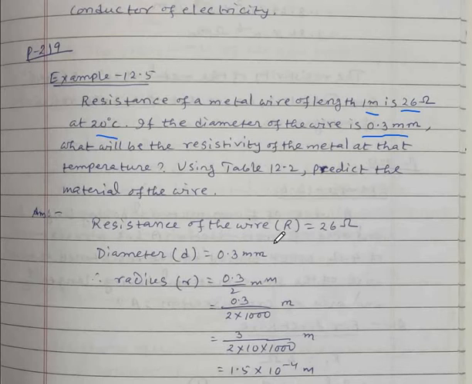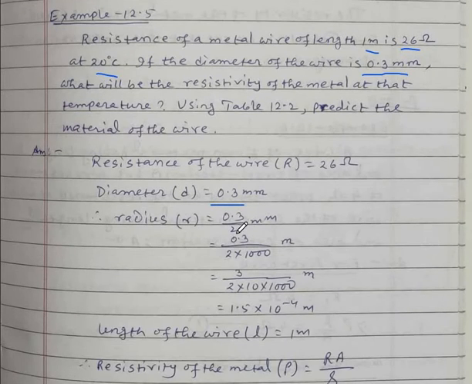Resistance of the wire R is equal to 26 ohm. Diameter D is given 0.3 millimeter. Get the radius r. Radius r is equal to diameter by 2. So 0.3 by 2 millimeter. Convert into meter by dividing by 1000. So 0.3 divided by 2 into 1000 meter. Now remove the decimal. It is coming 3 by 2 into 10, because of the decimal 10 is coming down, into 1000 meter.